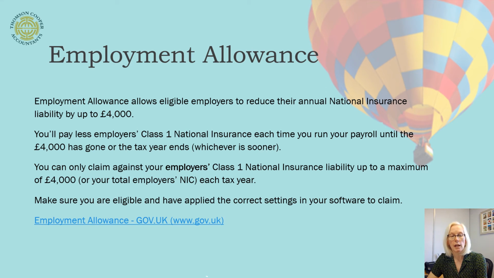So you do need to check that your organisation is eligible for employment allowance, and the link's there to check that, and make sure you have the correct settings in your software, and the software ought to reclaim it until you've used up your £4,000 allowance. £4,000 is the maximum, and if your employer national insurance is less than £4,000 in a year, the maximum will be the total of your employer's national insurance.